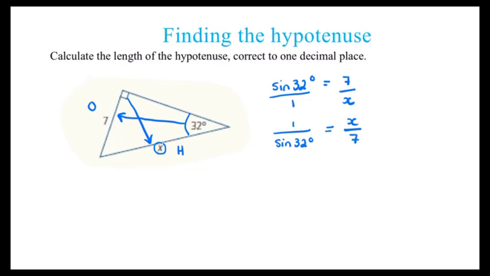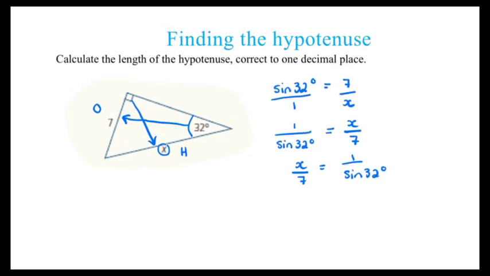Now we like x to be on our left-hand side, so I'm just going to swap sides, keeping everything the same. And now I can see that I've got x over 7, so I'm going to multiply this side by 7 and the other side by 7, so my 7's cancel. So I get x equals 7 over sine 32 degrees.